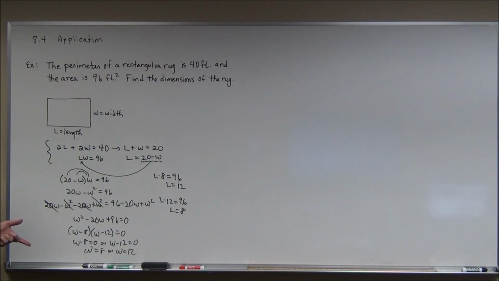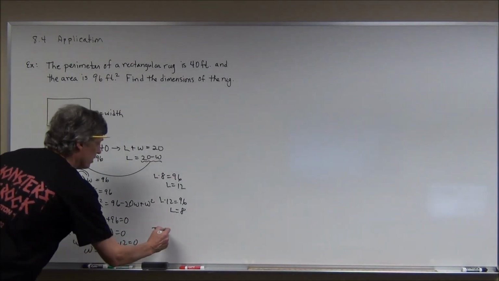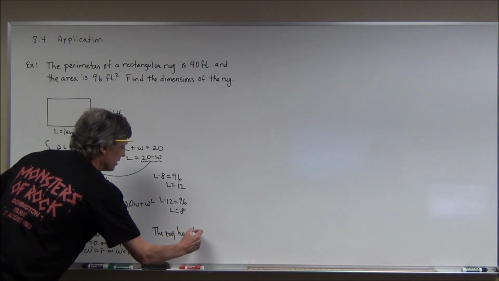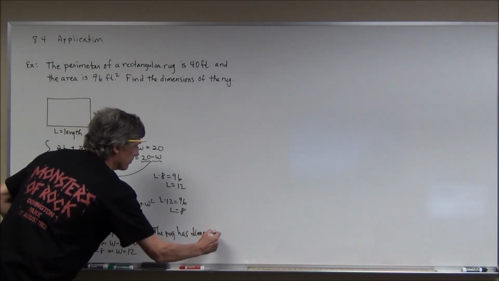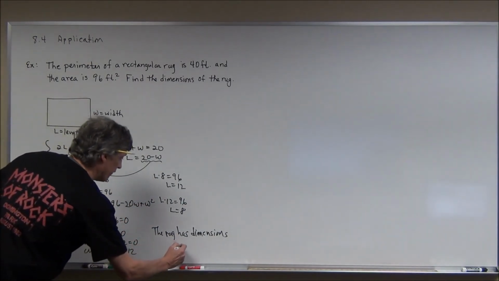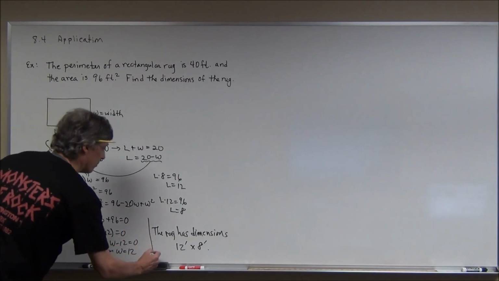It's not two separate answers, because in this case we're looking for the dimensions and we're not looking at how many different combinations we can do. So find the dimensions of the rug. The rug has dimensions, what did I say? 8 and 12. So 12 feet by 8 feet. And that answers the problem right there.